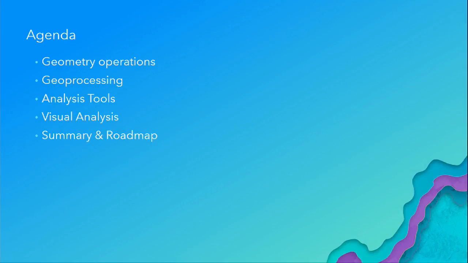Okay, so in the session today then, we'll be looking at the different analytical capabilities, so covering the geometry operations that you can perform on fine-grained geometries as part of your analysis workflows. We'll take a look at geoprocessing and how that is realized and utilized within the ArcGIS Runtime. We'll look at analysis tools and visual analysis as well, so some of the new capabilities that were actually just released in the very latest release of ArcGIS Runtime, and then we'll have a summary and roadmap to wrap up at the end.